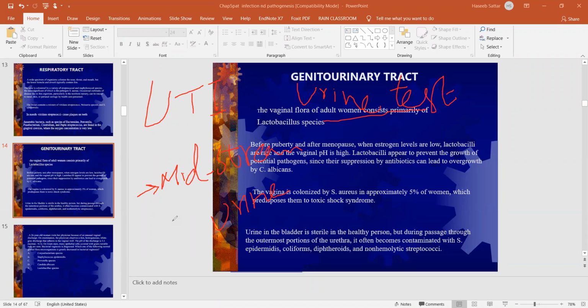The concept is that it is not exactly the midstream. It means you shouldn't take the urine which comes out first, the urine at the beginning. You need to wait for at least 1, 2, or 3 seconds and then take the sample. So this is actually the concept of midstream urine.